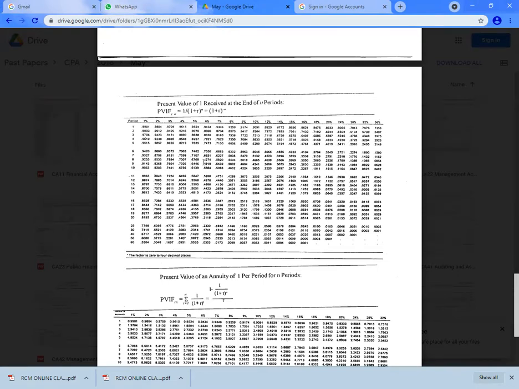I think it's 64.46, if I'm not wrong. Sorry, not 64, but 67.68. We are having 67.68 here. So that is your discounting factor, not rate. Your discounting factor will be 67.68. Just see where my pointer is. This is the value which has got 5% and 8 years.